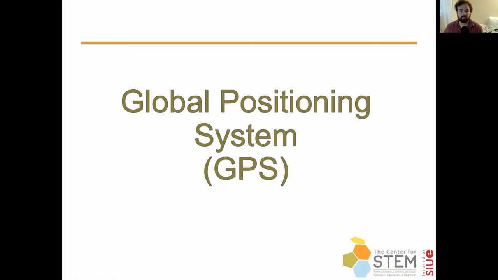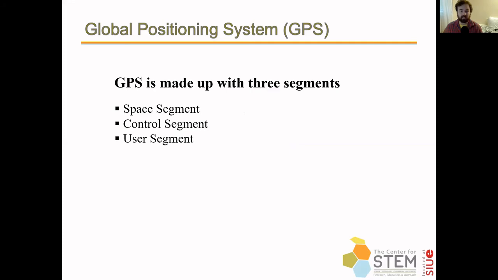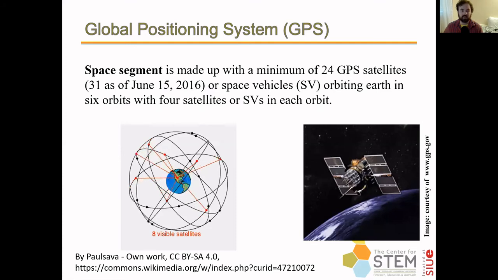Earth caching relies on the Global Positioning System, or GPS. This is a system of satellites that is made up of a space segment, a control segment, and a user segment. The space segment follows these satellites as they orbit the Earth, and they keep track of covering the entire surface of the planet with several satellites at a time.